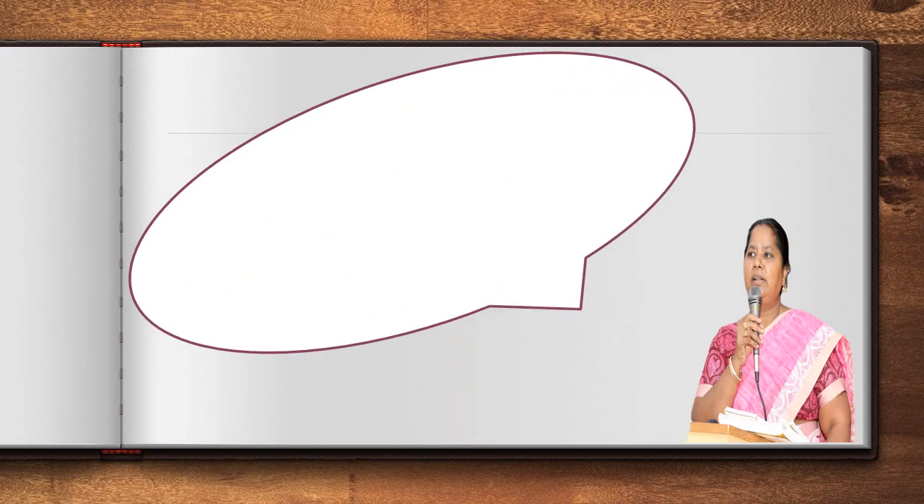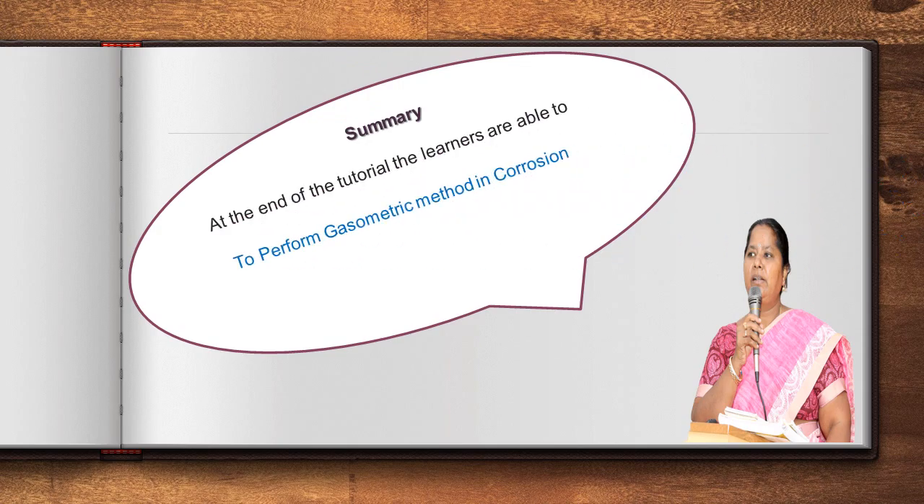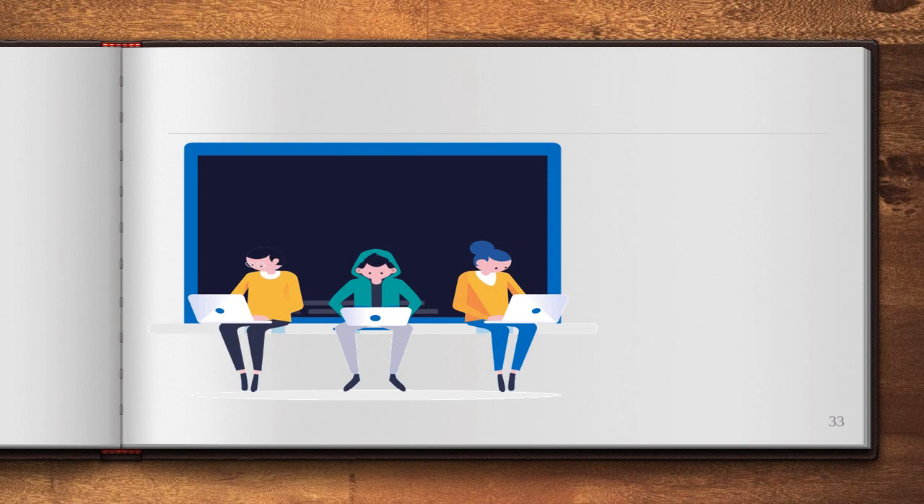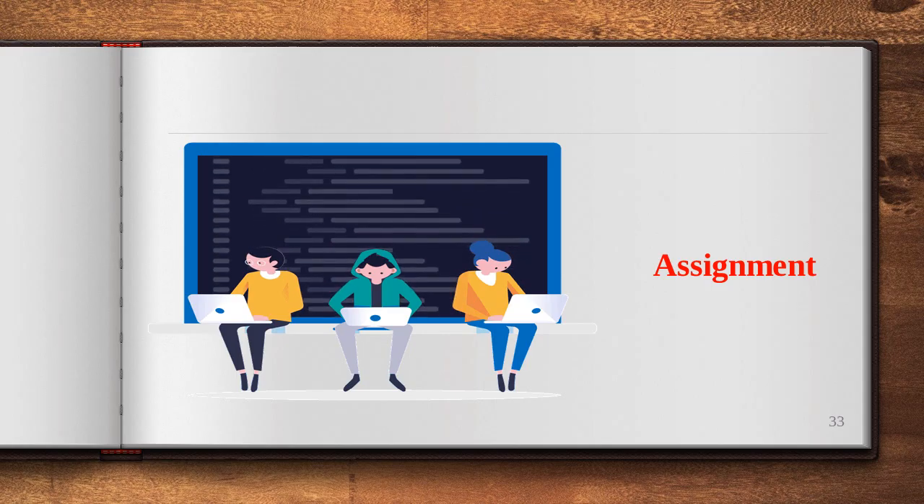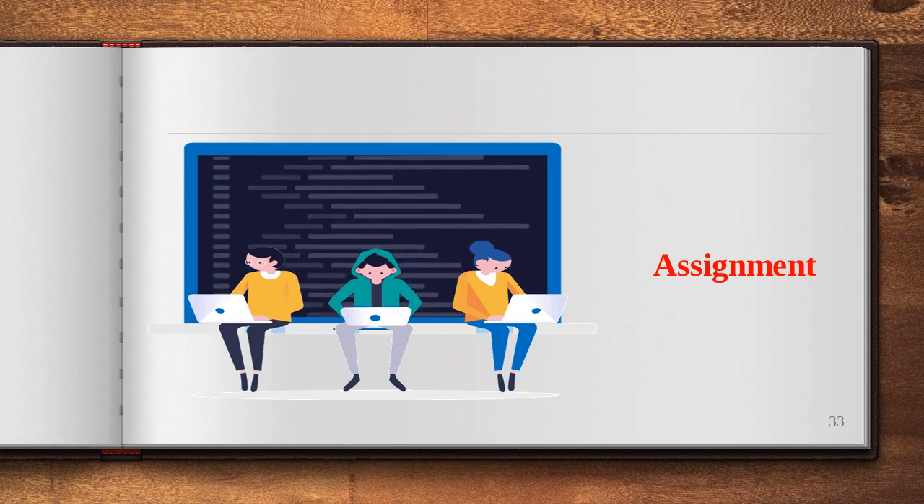We have come to the end of the tutorial. From this tutorial, the learners are able to perform the gasometric method in corrosion and calculate the inhibition efficiency of an inhibitor on a metal surface. Now let us check the knowledge that we have acquired through this tutorial on the gasometric method in corrosion.